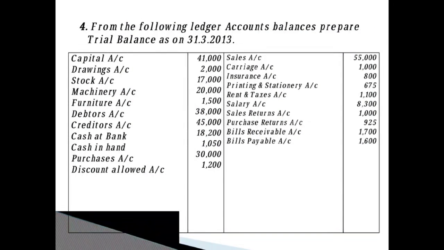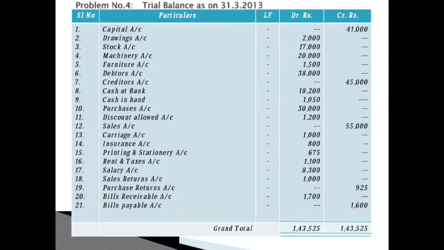Okay, from the following ledger account balances, prepare trial balance as on 31/3/2013. Okay. Now first one, which account have they given? Capital account rupees 41,000. Where do you have to record capital account? You have to record it as a credit balance, because it is capital. See, we have recorded first one capital account, which side? Credit side. It is 41,000.